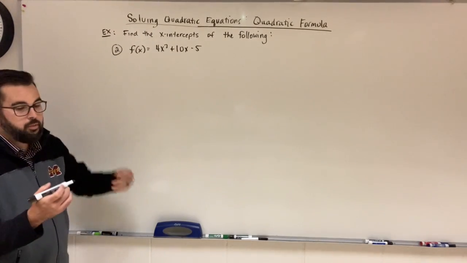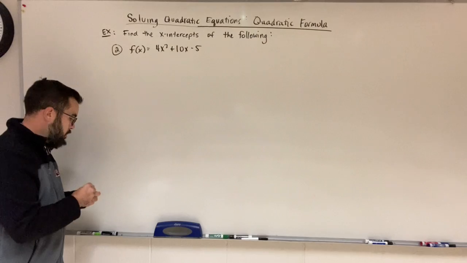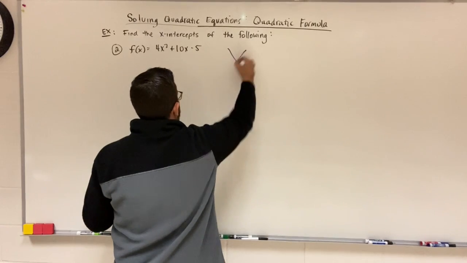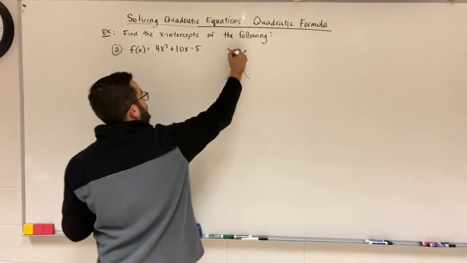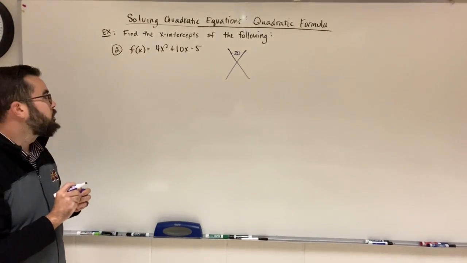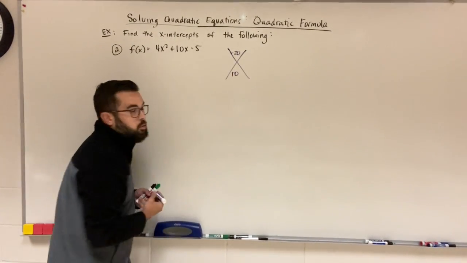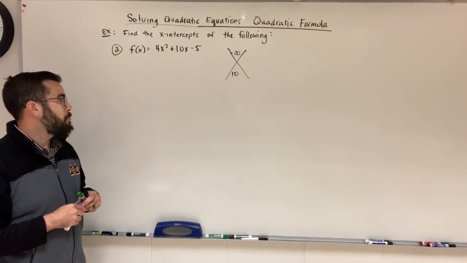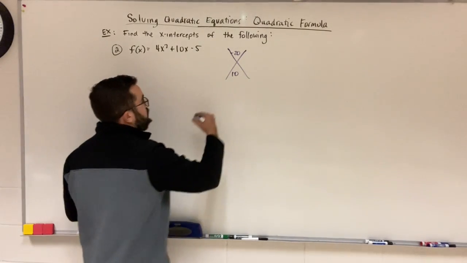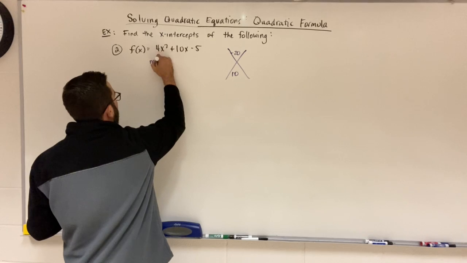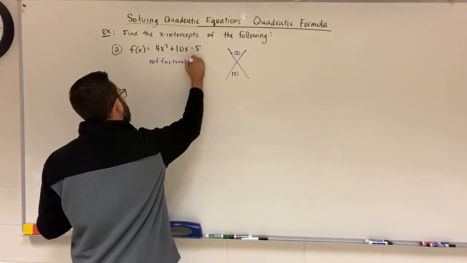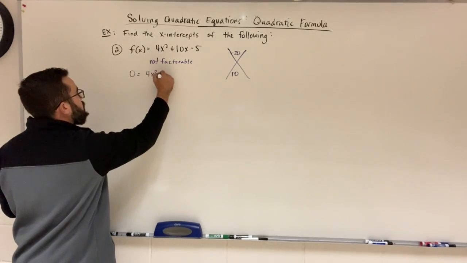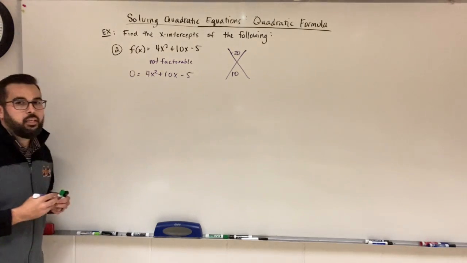We're still finding the x-intercepts, so I'm going to start by trying to find the x-intercept using factoring. In factoring, we multiply a times c, which is negative 20. The value of b is 10, so we're looking for two numbers that multiply to negative 20 and add to 10. Well, there are no two numbers that work, so this is not factorable. So when I have 0 equal to 4x squared plus 10x minus 5, I know factoring isn't an option.